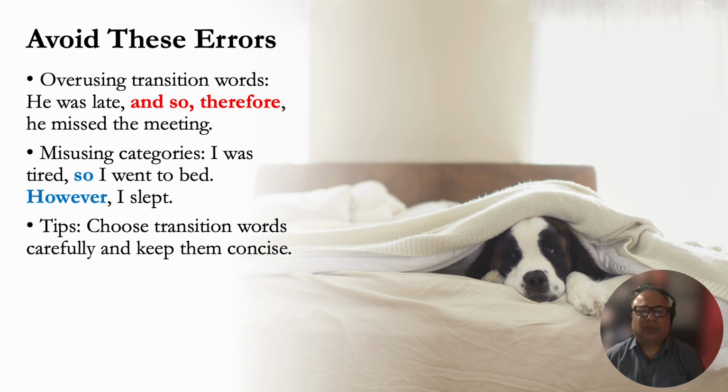"However, I slept." That's awkward. "However" means "but." And why does one go to bed? Or what does a person go to bed for? To sleep. So "however I slept" doesn't make sense. So just choose transition words carefully, okay, and keep them concise, tight. Okay.